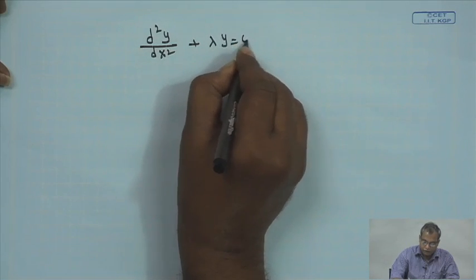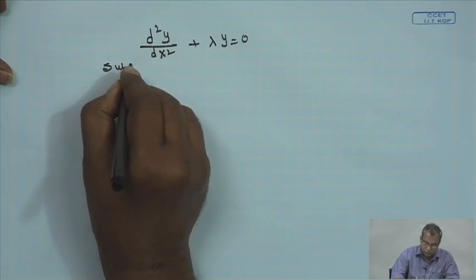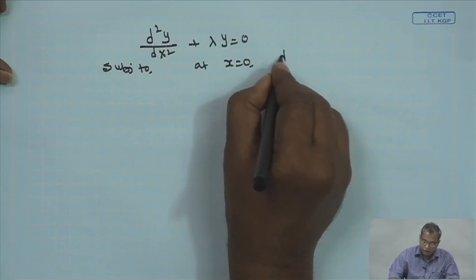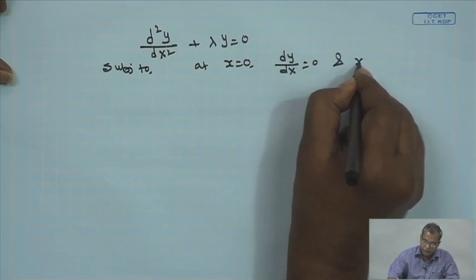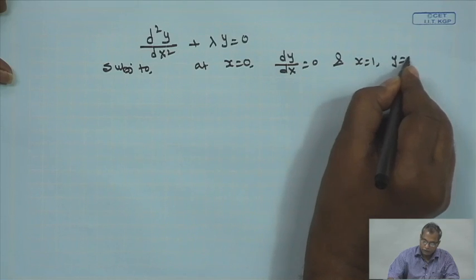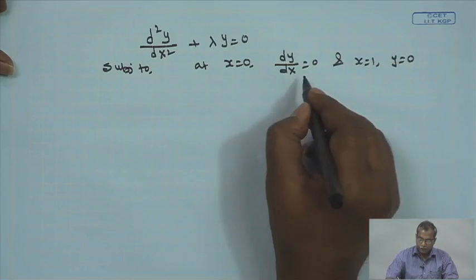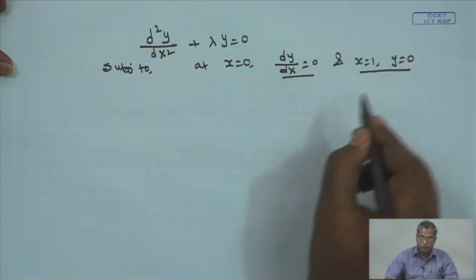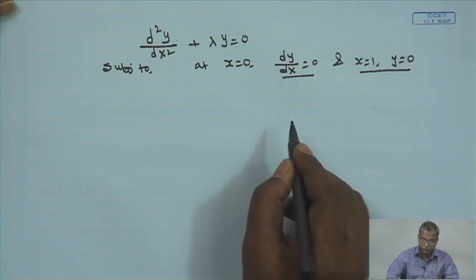So, d square y dx square plus lambda y equal to 0, subject to dy dx equal to 0 at x equal to 0, and y equal to 0 at x equal to 1. Both are homogeneous boundary conditions, but the condition at x equal to 0 is a Neumann and the condition at x equal to 1 is a Dirichlet. Now, let us look into the solution of this type of equation.